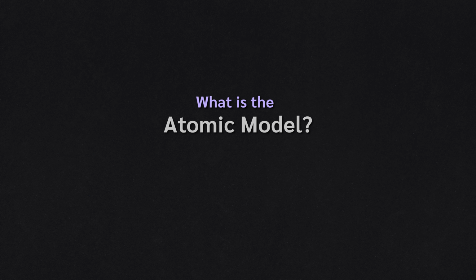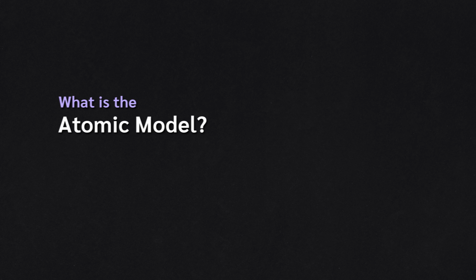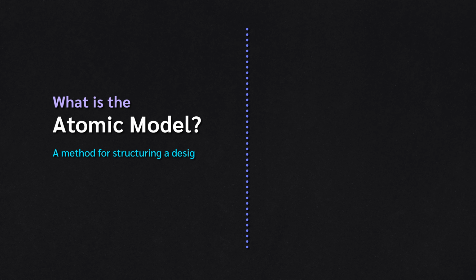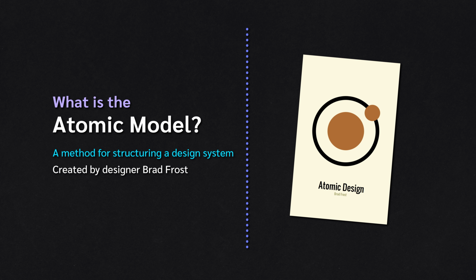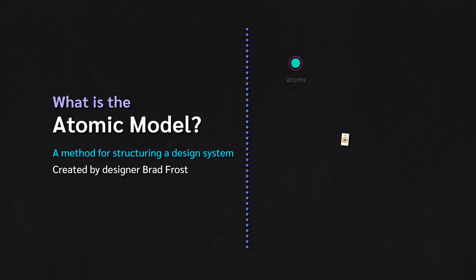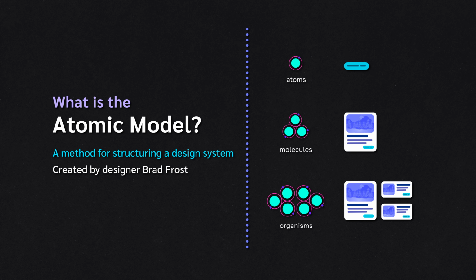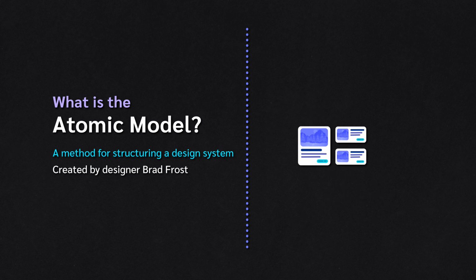What is the atomic model? The atomic model is a method for structuring a design system created by Brad Frost, which you can read about in his book, Atomic Design. In atomic design, simple components, such as buttons and input fields, are created. Then, those are used to build more complex components, which are then used to create even more complex components. This makes the design system easier to maintain.